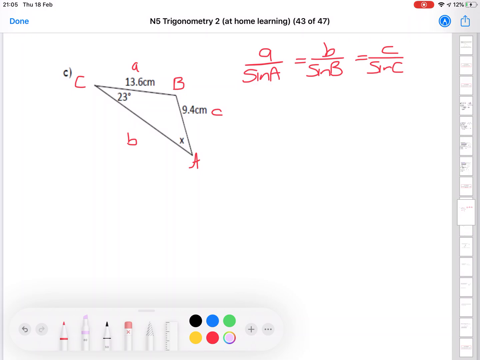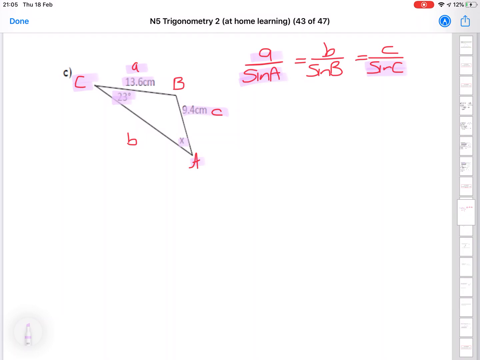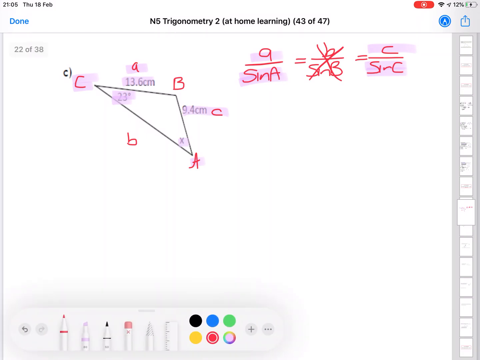So we're being asked for the angle at A. So I'm going to highlight sine A first of all. And I've got the angle across here at C, so I'm going to highlight that one. And then the two sides that I have are small a and small c. So straight away we can see that we have the information that we need for sine rule. So this one's going to be sine rule again, but this time it's for an angle.